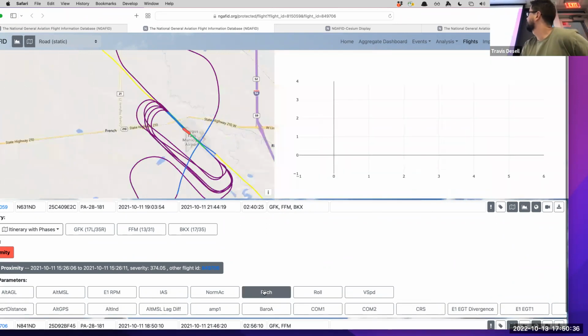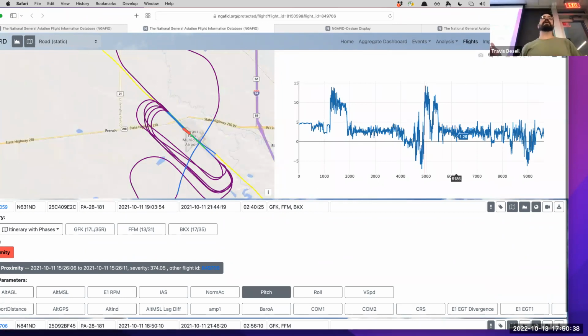So maybe we want to look at the pitch of one of these flights. They can visually kind of look at the time series data for different times. So we provide a lot of data visualization capabilities if people really want to take a deep dive into their data and see what's going on.